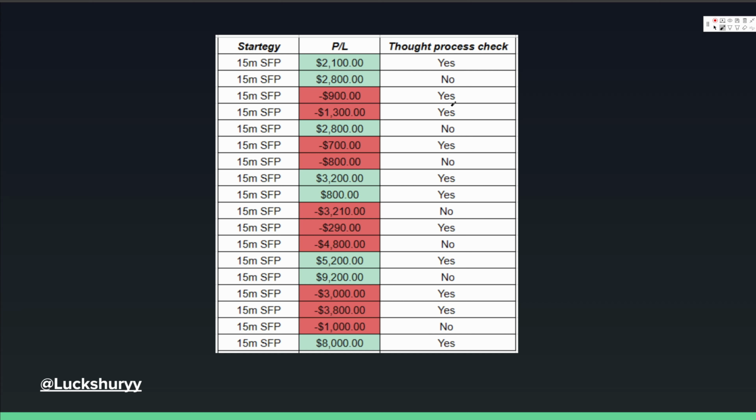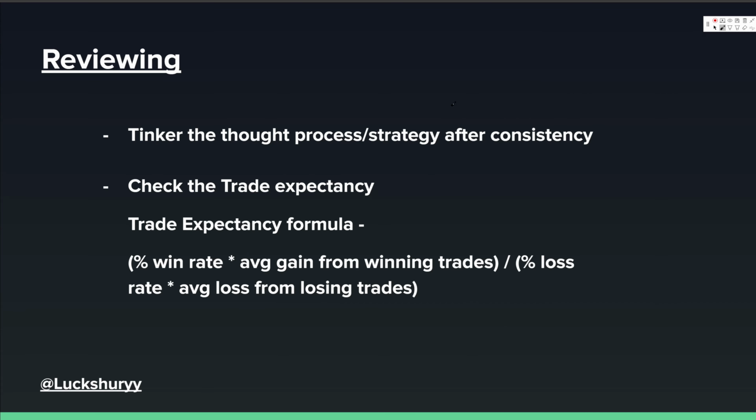Therefore, you're not knowing the actual consistency of your specific strategy. That's extremely important to note. Okay, but once you've done that, and let's say, for example, your strategy is not profitable, that is where you then go back and tinker with the thought process check, and potentially your strategy, because that is part of your thought process check before you actually hit any sort of button on your keyboard to enter at market, enter at limit, get into a trade or whatever. That is the most important process here.